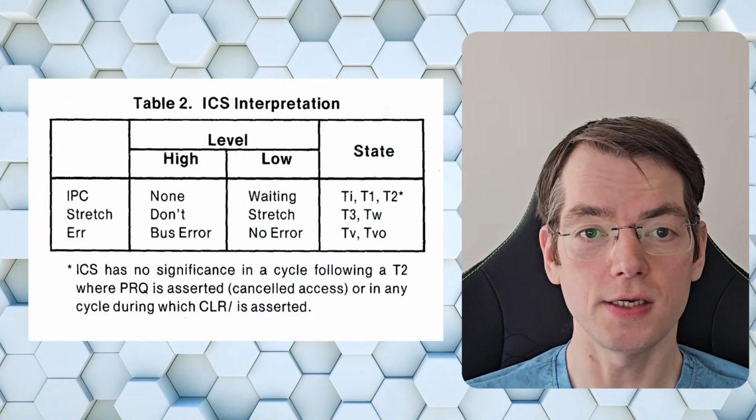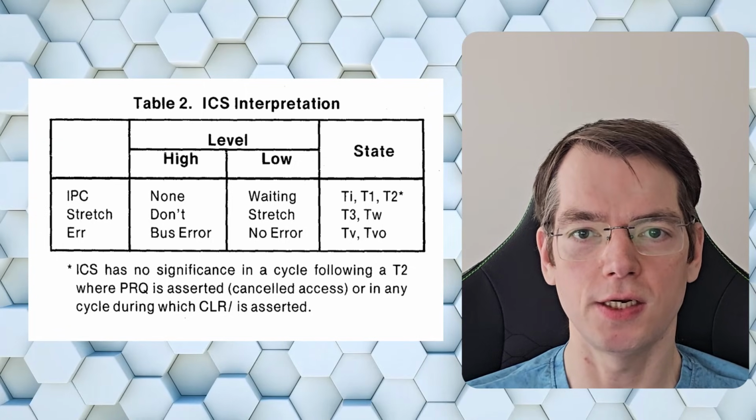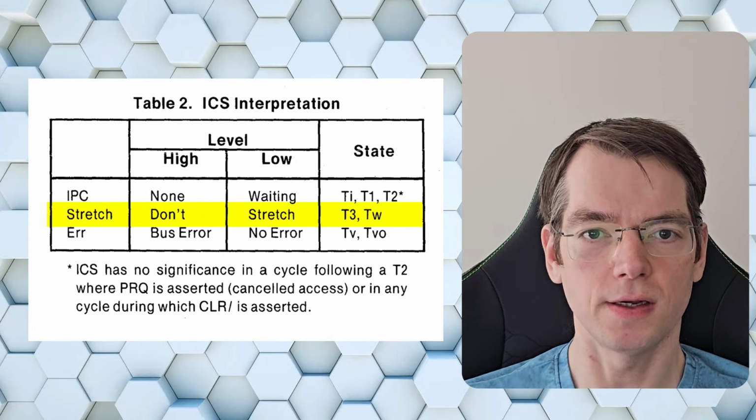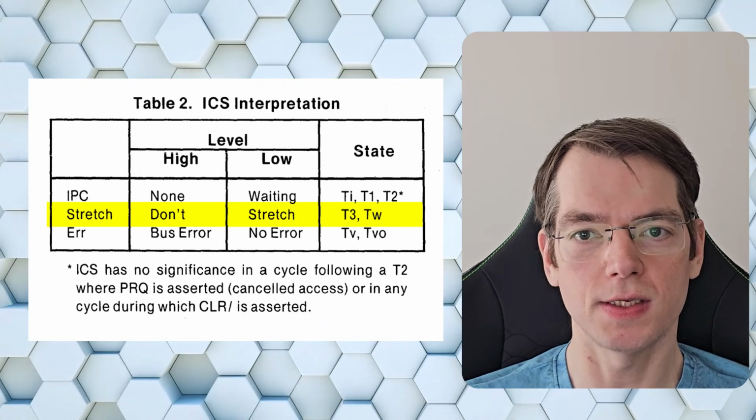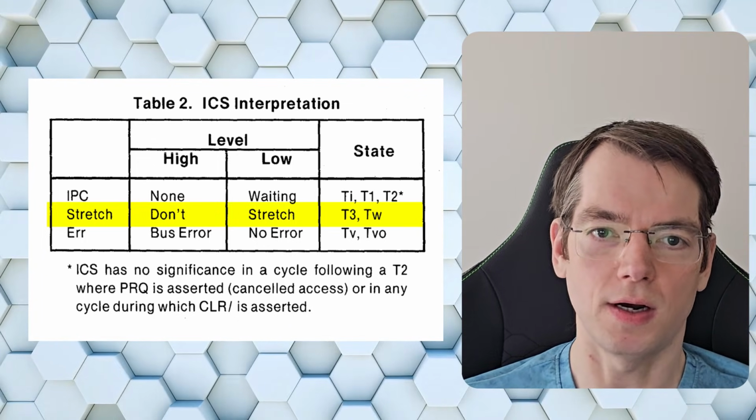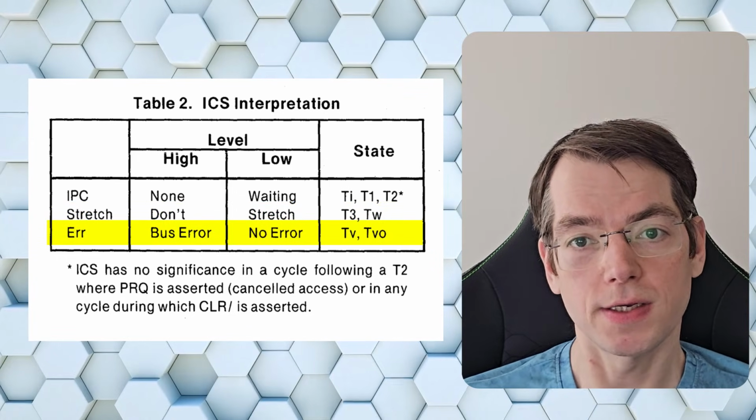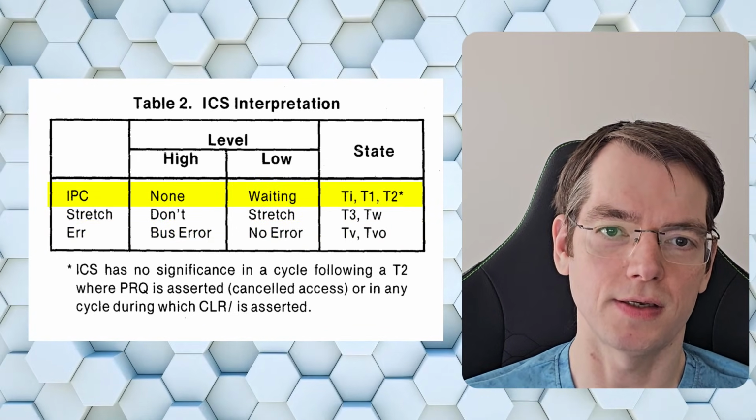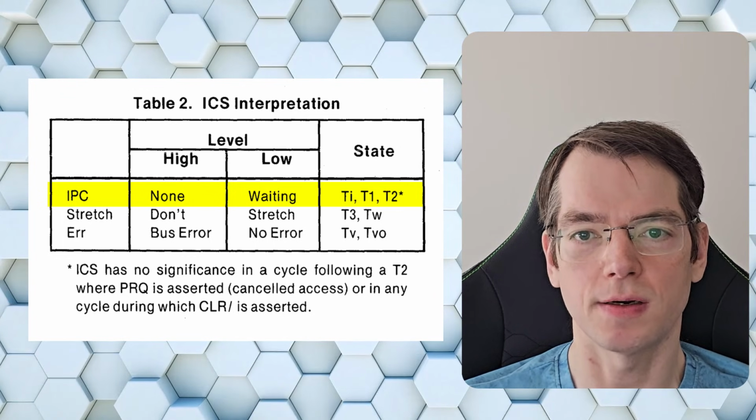Another interesting decision is that the ICS line changes meaning depending on the cycle. During data phases it tells the CPU whether to insert wait states, we don't need any, an FPGA and SRAM combo are fast enough, and whether there was a bus error. In other phases it becomes the IPC line for interprocessor messages.